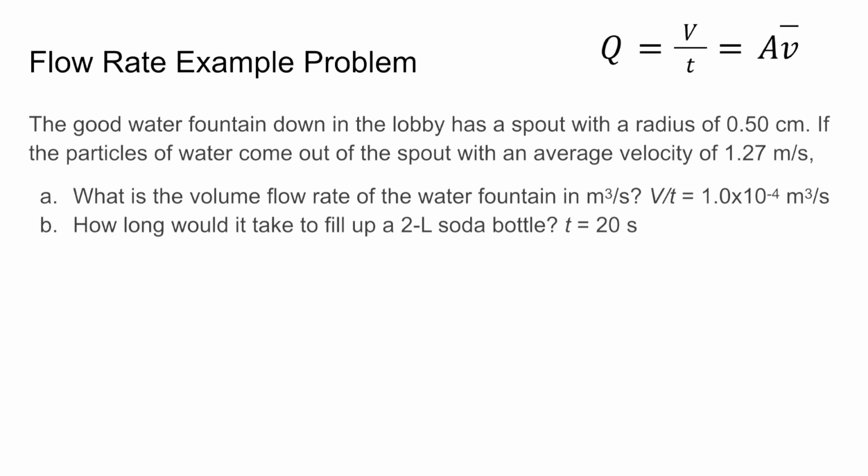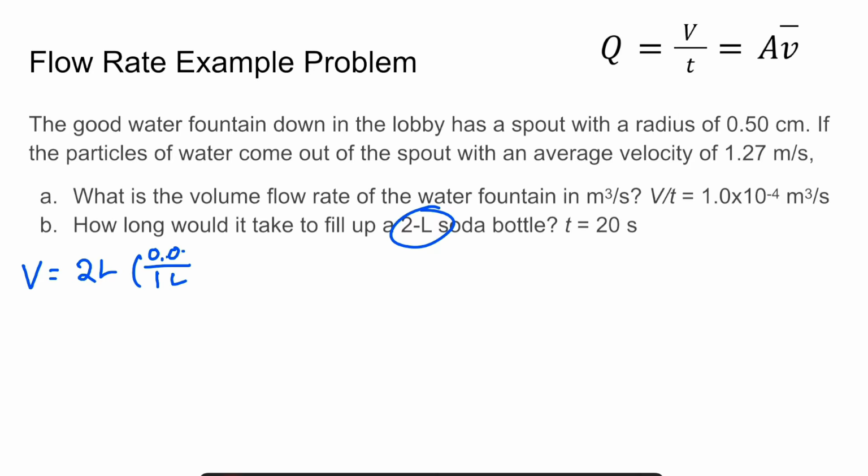Okay, so we know our volume flow rate. Let's figure out how long it will take to fill up a certain volume, in this case a 2-liter soda bottle. So we just talked about how if the volume we're looking to fill up is 2 liters, we know that every 1 liter is 0.001 meters cubed. And so 2 liters is 0.002 cubic meters.